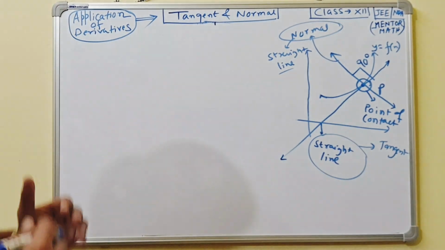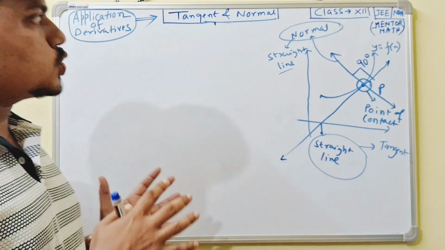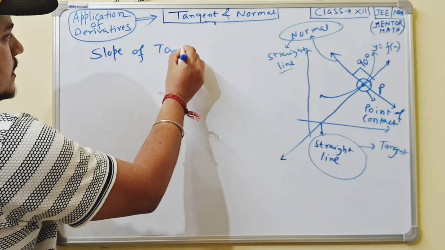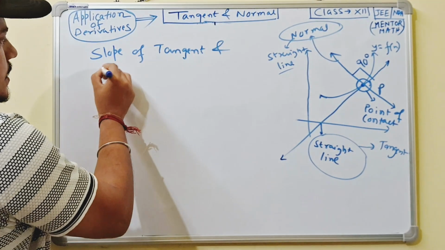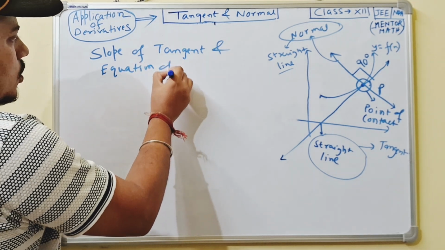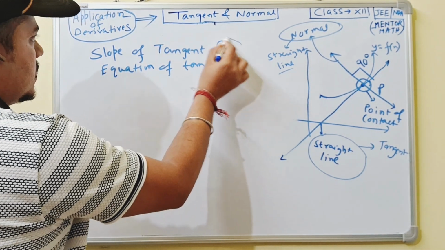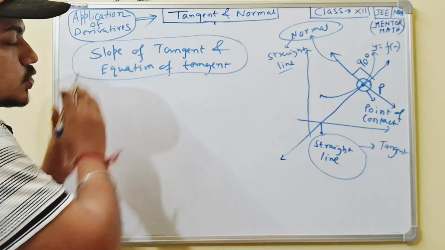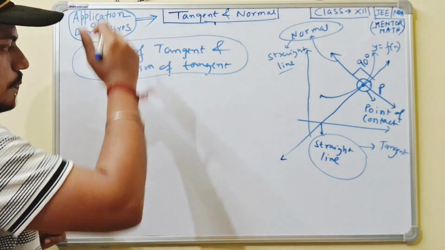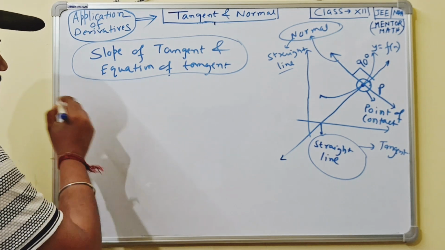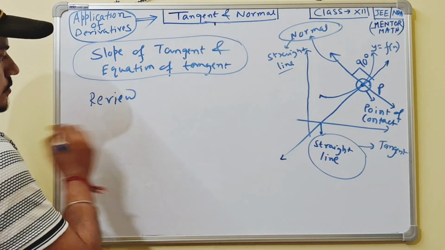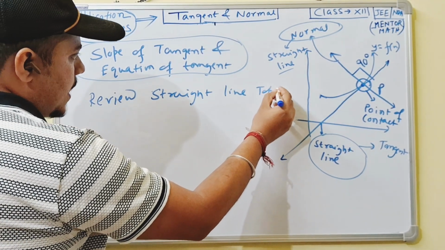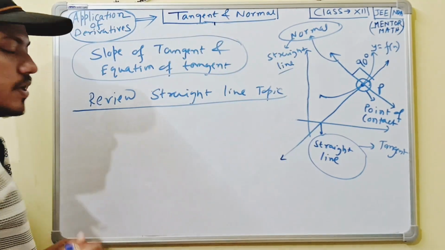Okay, so next we are going to discuss the slope of tangent and equation of tangent. Whenever you go for this topic, you have to know your straight line. So first of all, I will review the straight line topic. You have to know the equation of straight line. So I have to review that.